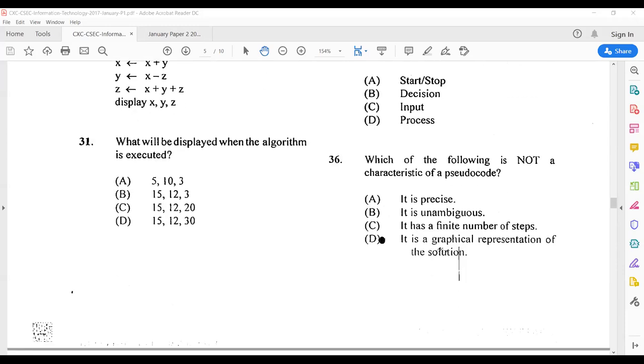All right, let's move on to 36. Which of the following is not a characteristic of pseudocode? Says D. Yes, because a pseudocode is precise. Yes, a pseudocode has to be precise. Unambiguous, yes, there's no ambiguity in a pseudocode. It has a finite number of steps. Again, yes, that is a pseudocode. A graphical interface of the solution, that is not a characteristic, as what you call a graphical interface of a solution is a flow chart. Okay, so the answer for 36 is D.